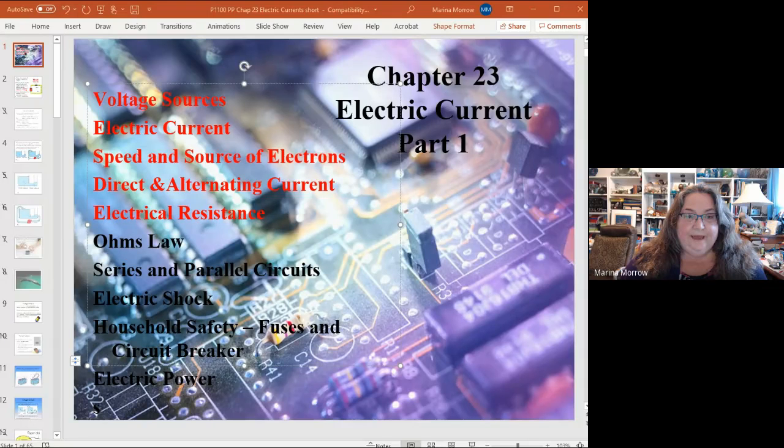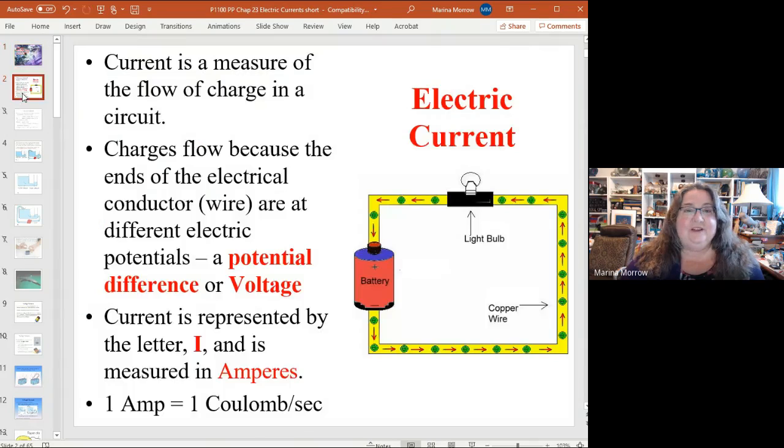Okay, we are going to be looking at Chapter 23, Electric Current, and we'll be doing Ohm's law and circuits. So it's electric current and circuits. Okay, first we're going to look again at the idea of voltage and current. So current is a measure of the flow of charge in a circuit.